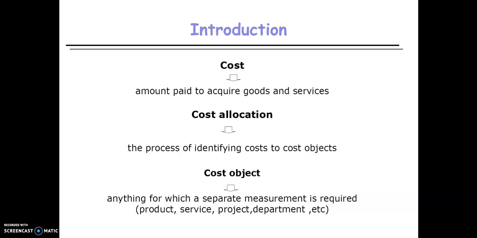Introduction. Cost is an amount paid to acquire goods and services. Cost allocation is the process of identifying costs to cost objects. A cost object is anything for which a separate measurement is required: product, service, project, department, etc.